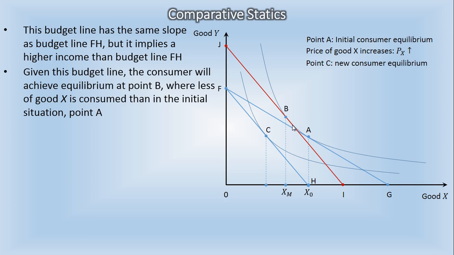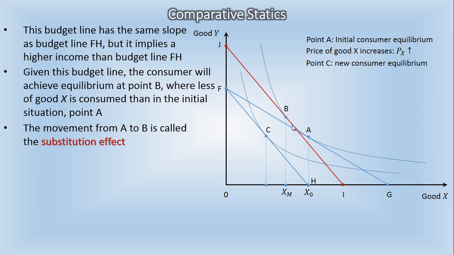So given this budget line, the consumer will achieve equilibrium at point B, where less of good X is consumed than in the initial situation, point A. So the price of X has gone up, and if the consumer was given enough income to be able to consume on that same indifference curve, she will substitute away from X to Y because the market rate of substitution has changed. And therefore, in order to consume on that indifference curve, the best she can do is this bundle versus that one. That's the point where the marginal rate of substitution is now equal to the new market rate of substitution.